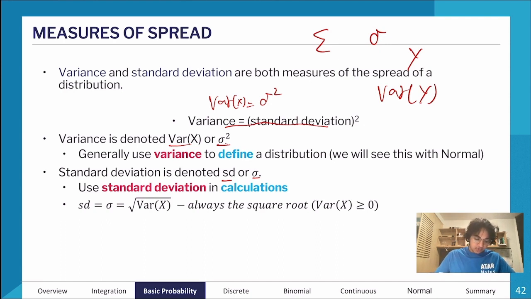Standard deviation is always the square root of variance. So that says that variance must always be greater than or equal to 0, right? Because we can't take the square root of a negative number in Methods.